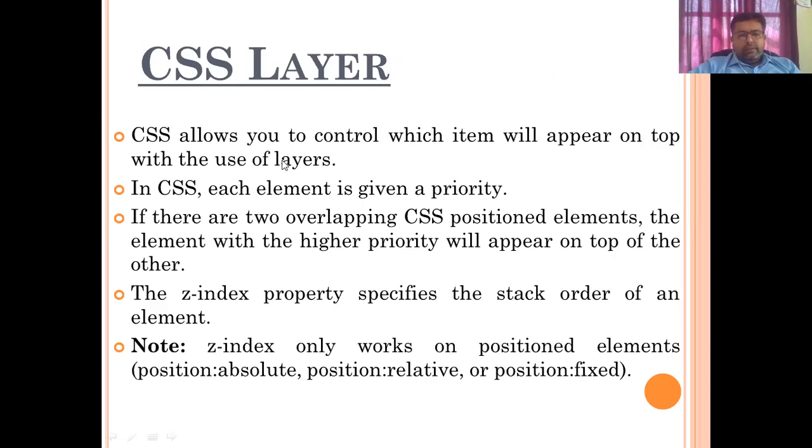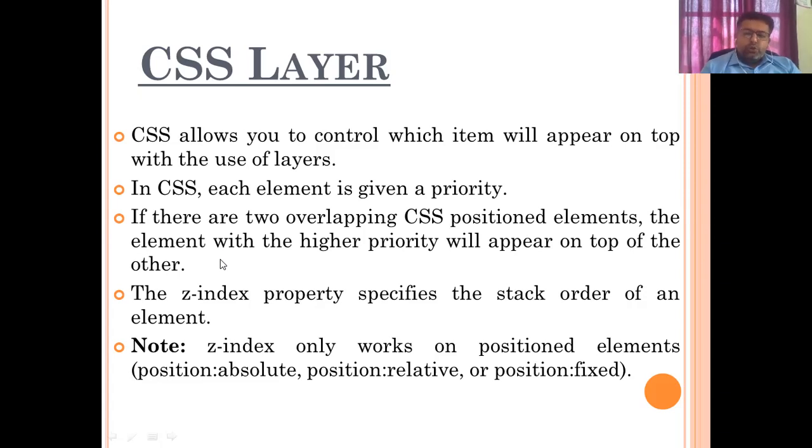Now, what is the CSS layer? So CSS allows you to control which item will appear on the top with the use of layers. In CSS, each element is given a priority, right? Every element has been given some priority. If there are two overlapping CSS positioned elements, the element with the higher priority will appear on top of the other. So it may happen that sometimes you are designing your web page, and you are going to use multiple elements of HTML and CSS.